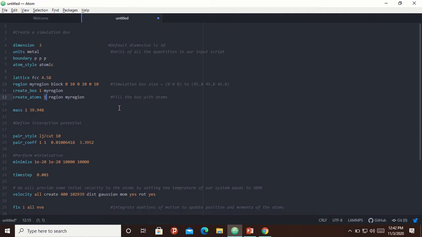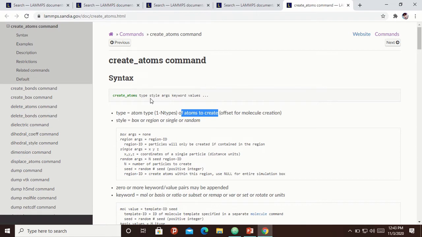Now let us say that I have also krypton atoms in the simulation box. So after writing this command, I will write another create atoms command, and I will fill the krypton atoms in the same simulation box by writing 2 here. But I am using only a single type of atom, that is argon, so there is no problem with this, and I will use only 1 here.